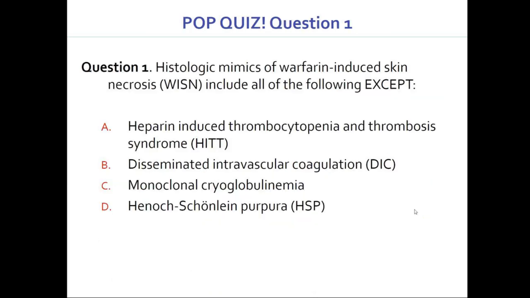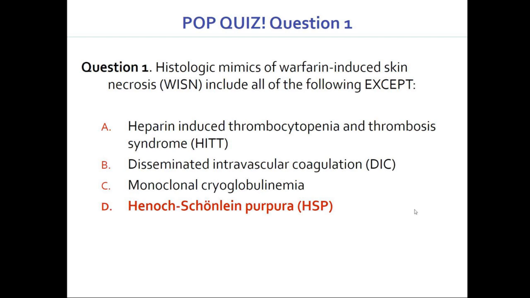You're not quite off the hook yet. Here's a quick quiz. Question 1. Histologic mimics of warfarin-induced skin necrosis include all of the following except. I'll give you a moment to look at the answers. The correct answer in this case is Henoch-Schönlein purpura. This is not a thrombotic vasculopathy, but an acute vasculitis characterized by perivascular IgA by immunofluorescence.